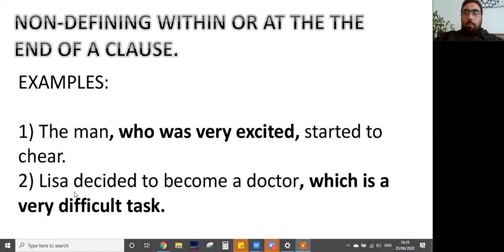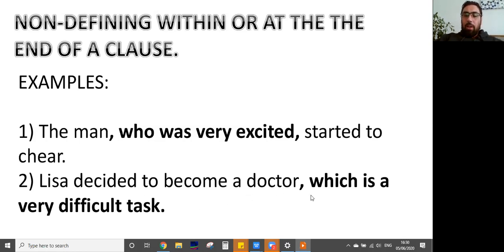Okay, the man, comma, who was very excited, comma, started to cheer. Now, here, this non-defining relative clause is about the man, is about a noun. Let's take a look at the second one. Lisa decided to become a doctor, comma, which is a very difficult task. So, this non-defining relative clause is not giving us information about a noun. It's giving us information about the whole of the clause, using which.